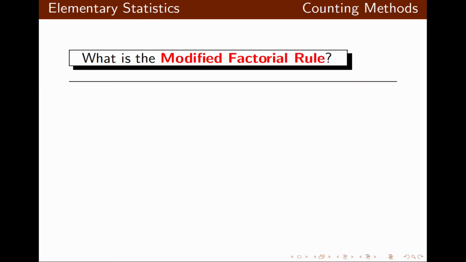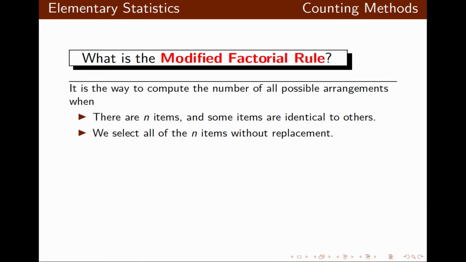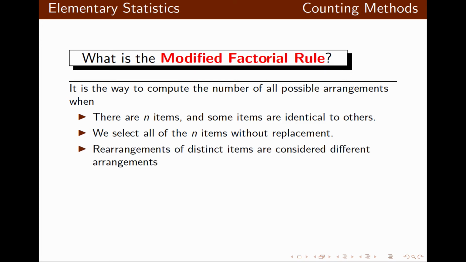Now let's take a look at the modified factorial rule. Again, it's the way to compute the number of all possible arrangements when there are n items, but now some of the items are identical. We select all of the n items without replacement.